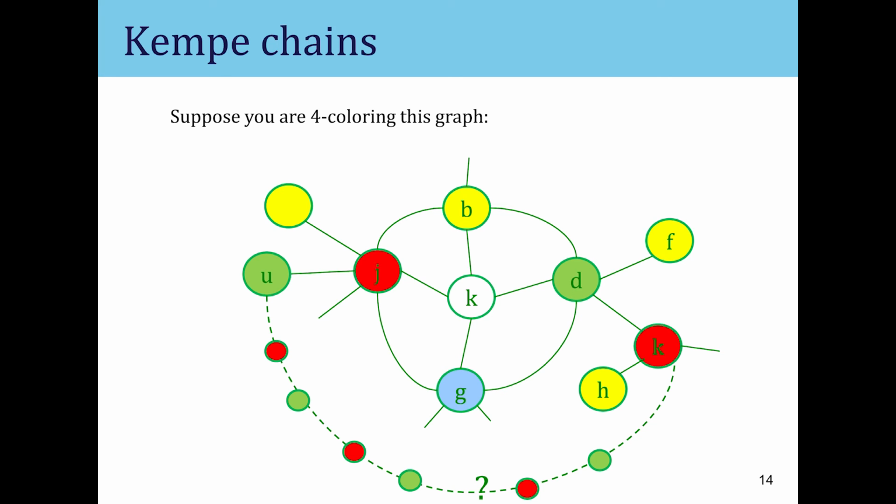So then take node D and recolor it red. But that means you need to recolor node K green. And then you have to color this one red and this one green. And if it chains all the way back to node J, then that didn't work. But if that happens, then there can be no chain of blue and yellow between G and B. So that's the Kemp chain argument, and it works just fine.